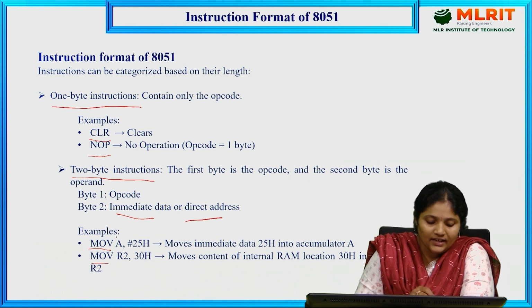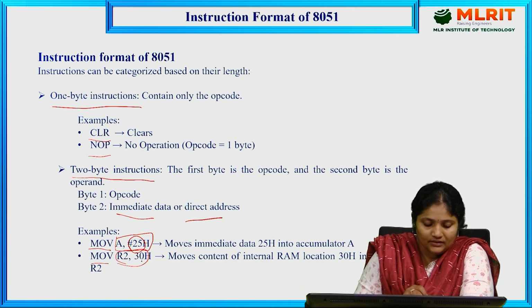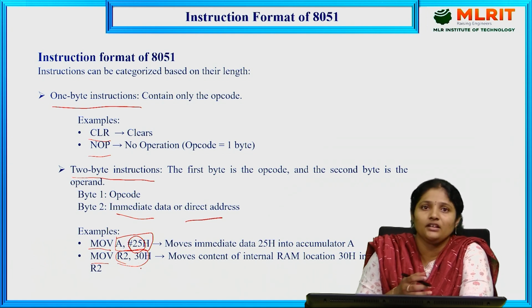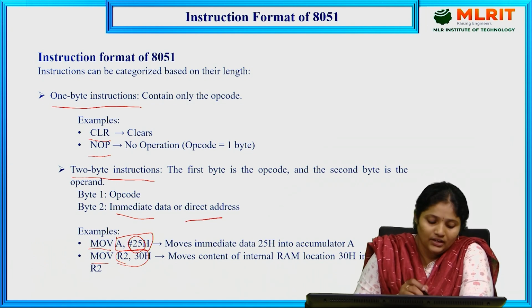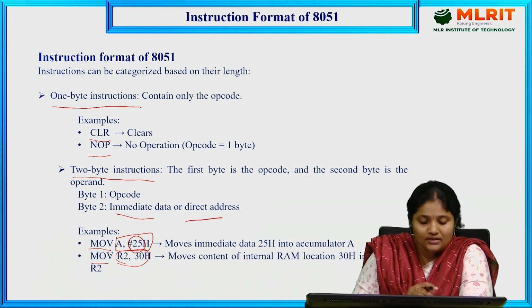But coming to the next one, here a hash. So 25H is 8-bit data, so it will be considered 1 byte. So byte 2 will be this one, and here 30H is the direct address. As I have already explained before, in this direct address also, the registers which we are using can hold only 8 bits of data. So these occupy the second byte.